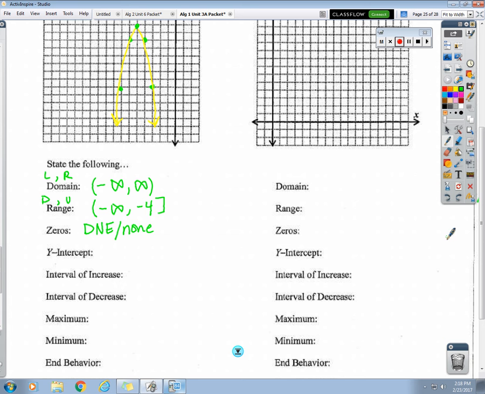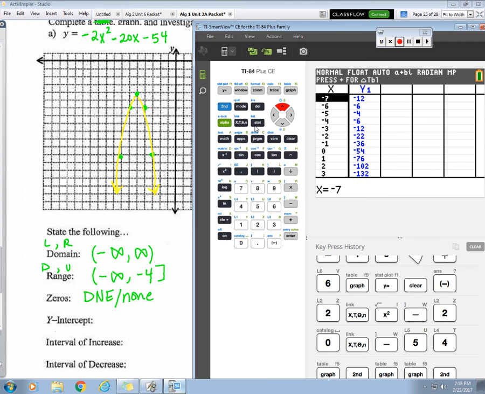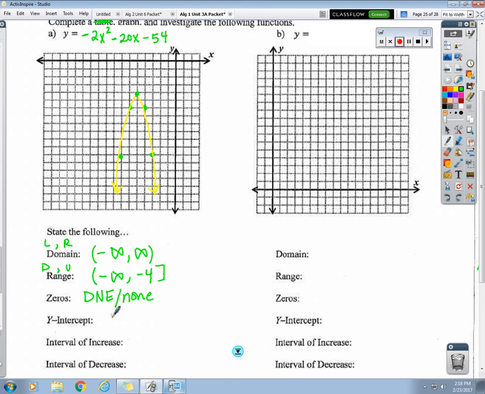Okay, y-intercept. We all know what a y-intercept is. Do we currently see it on the graph that we've graphed? No, but don't we know that eventually it's going to come down and hit the y-axis somewhere way down there? How can you easily find it? The table. What are you looking for in the table? Where x is 0. Because when x is 0, it's sitting directly on the y-axis. So what's the y-intercept? Negative 54. And you write it as a point. (0, -54).